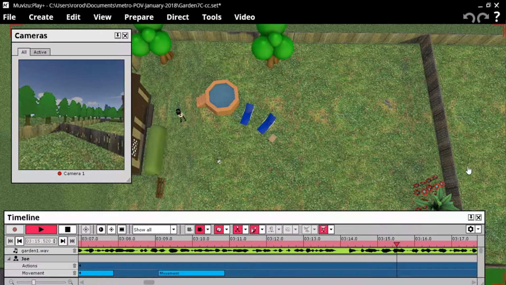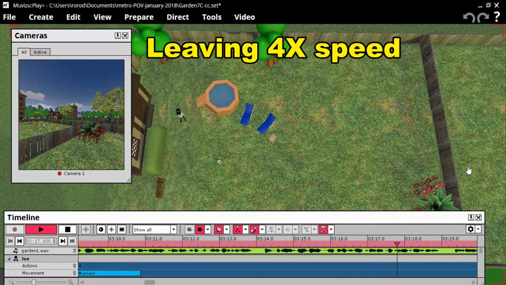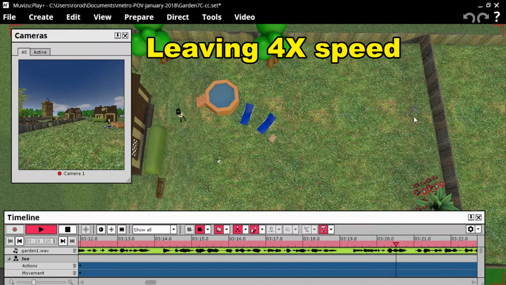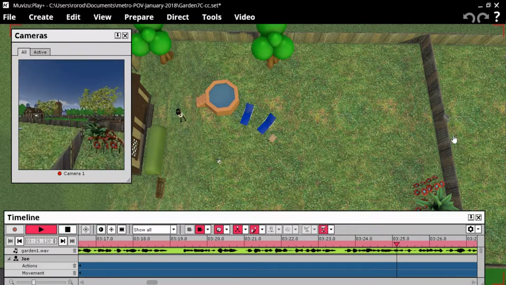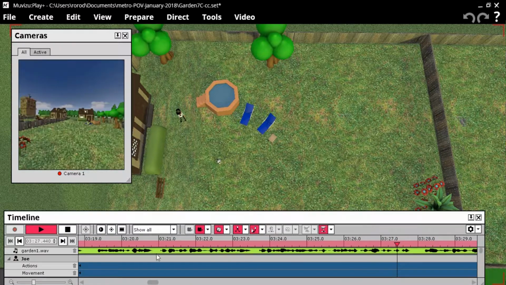Okay, now the camera to your right is leaving. They're indicating they're leaving Mr. Porter's yard and going on to the next yard, over the fence.